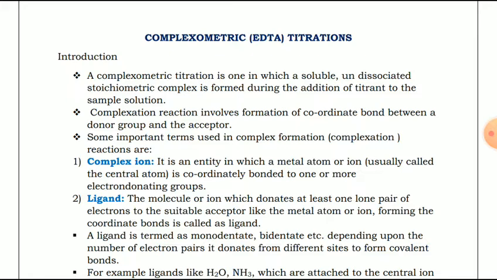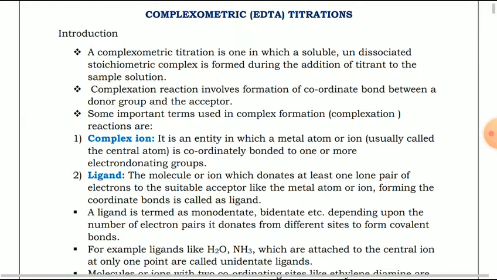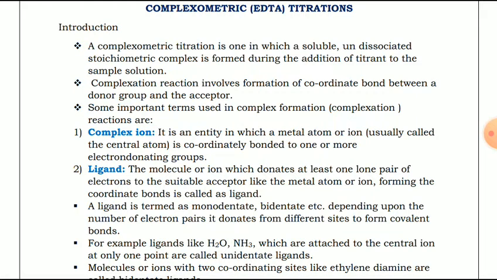For example, ligands like H2O and NH3, which are attached to the central ion at only one point, are called unidentate ligands. That means H2O and NH3 are monodentate or unidentate ligands. Why monodentate? Because in them there is only one electron-donating group, that is oxygen or nitrogen. That's why they are monodentate ligands.